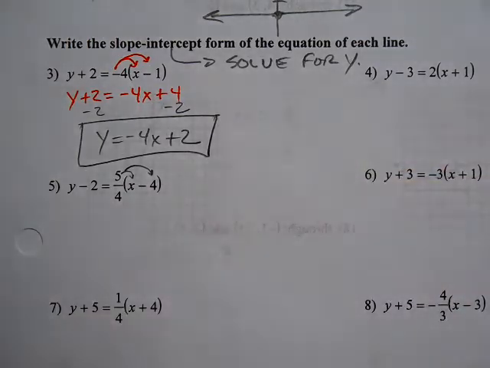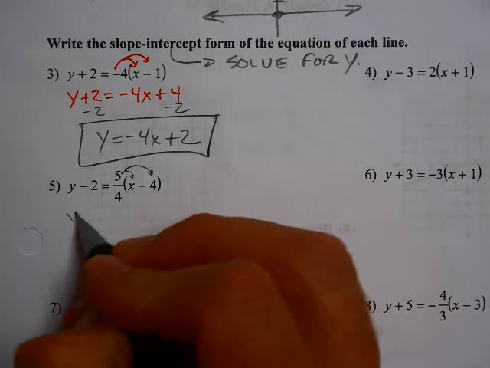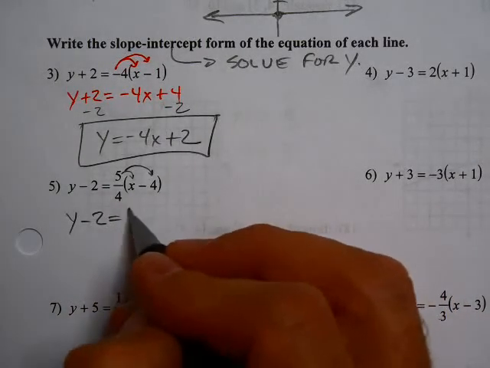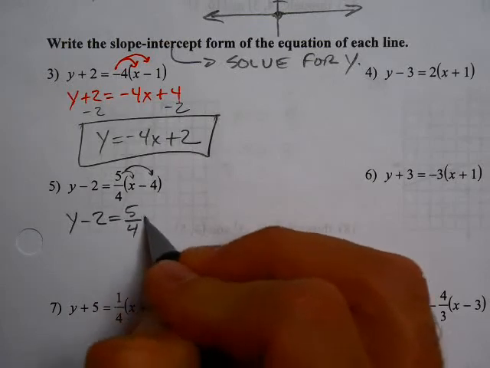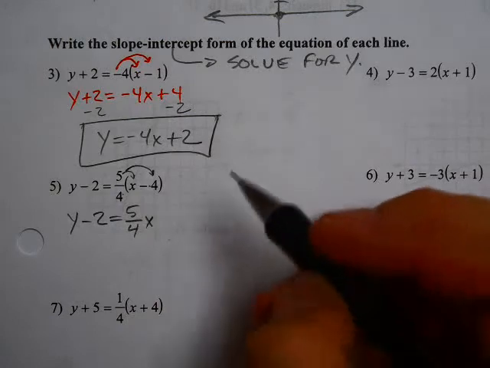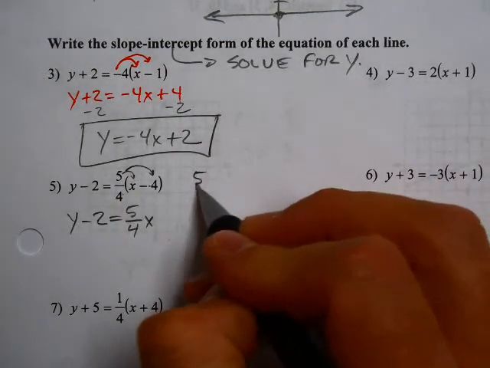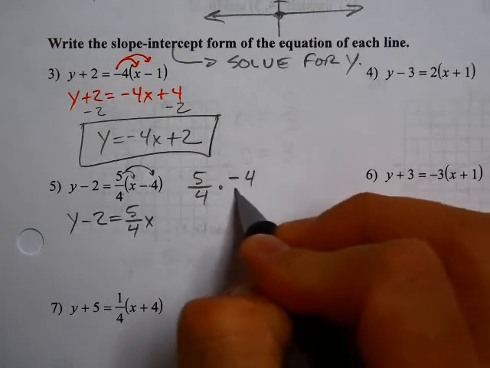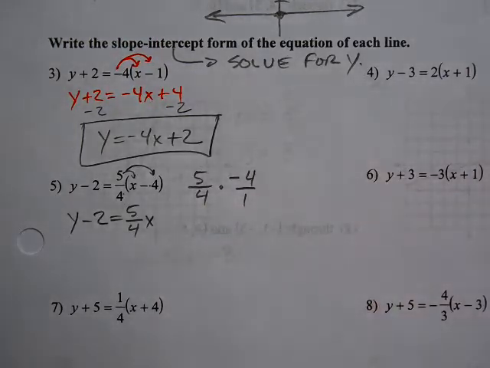We're going to distribute the 5/4. Don't be too scared. So y minus 2 equals 5/4 times x is just 5/4 x. 5/4 times -4, that might be a little scarier. I'm going to take the -4 and write it as -4 over 1. I'm going to make it a fraction.